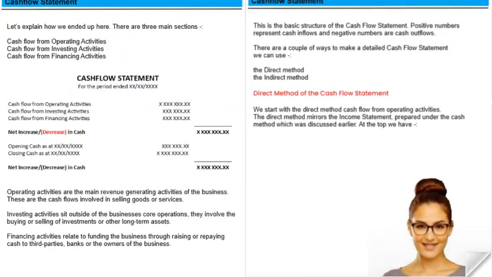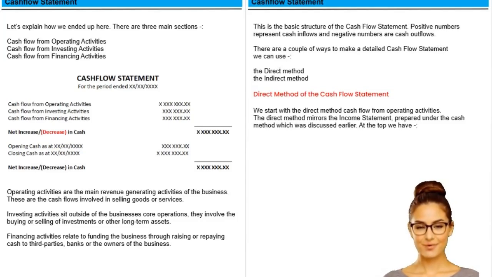There are three main sections. The cash flow from operating activities, the cash flow from investing activities, and lastly, the cash flow from financing activities. Operating activities are the main revenue-generating activities of the business. These are the cash flows involved in selling goods or services. Did you get that? It's the figures from the main revenue-generating activities of the business.